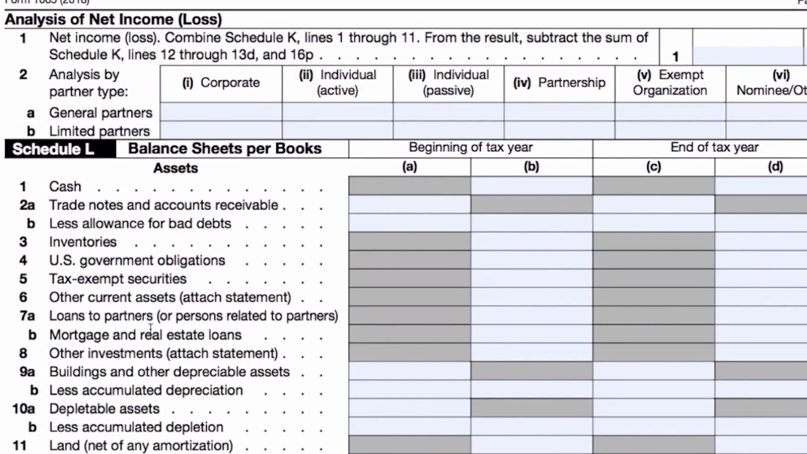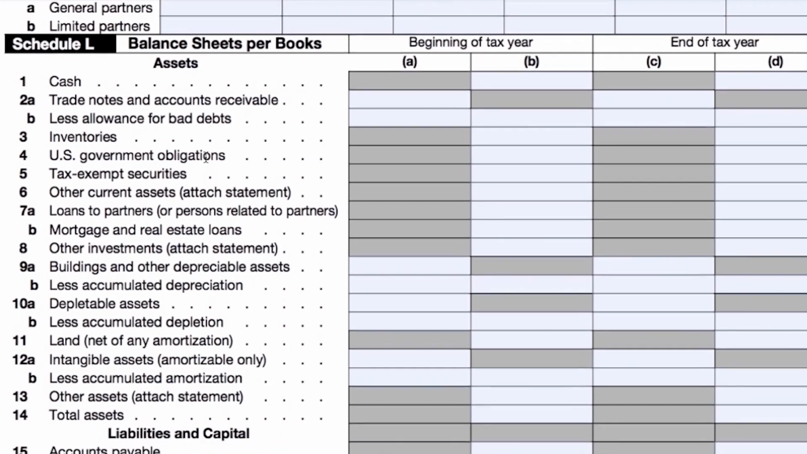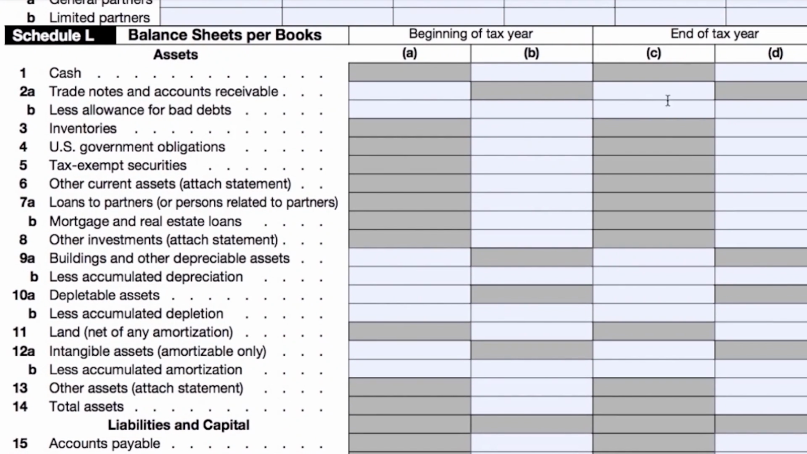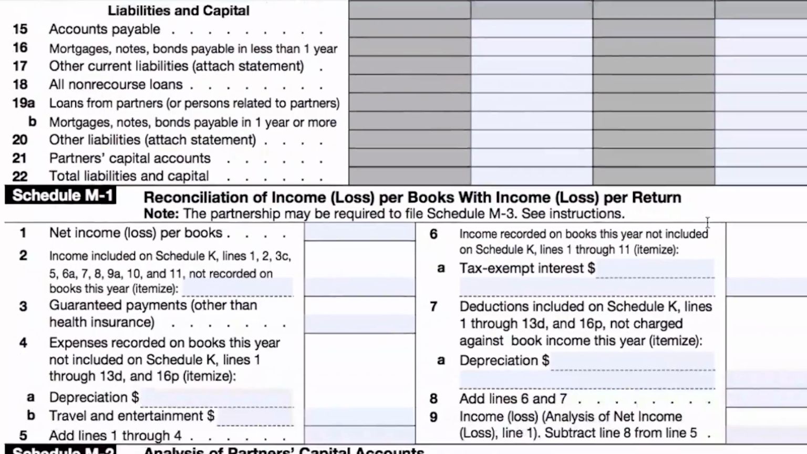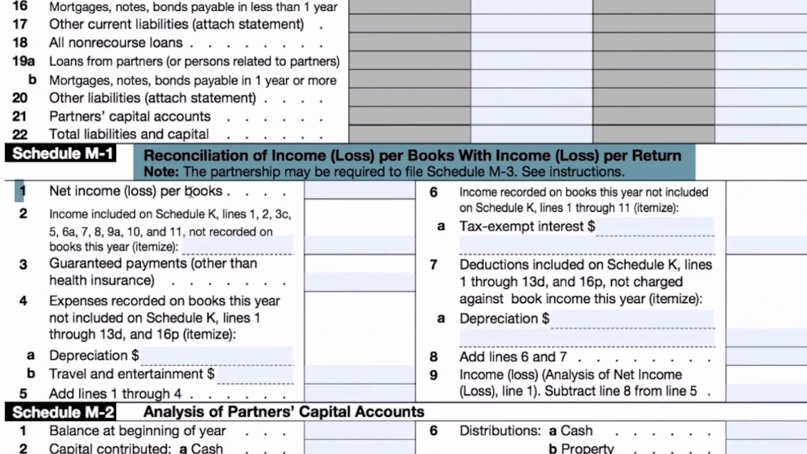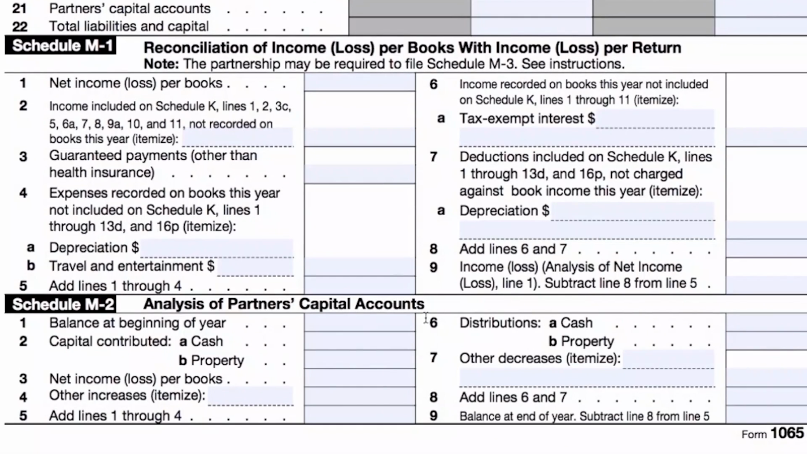Page 5 of 1065 is not required for very small businesses, but once it is required, it does bring on a level of complexity. Essentially, the purpose of this page is a check from your book accounting records, based on tax changes, to get to your tax numbers. It includes looking at the partner accounts. It includes looking at the balance sheet, both book basis to tax basis at the beginning and end of the year, and then reconciling: what was your net income on the books? Let's account for all those tax changes and then get to net income or loss on the return. And then same thing with the partner capital accounts.